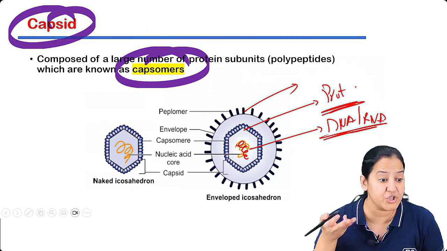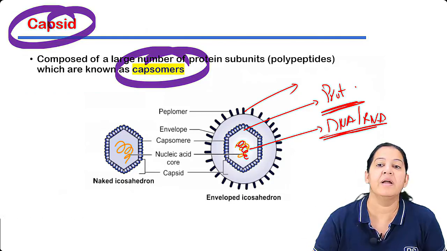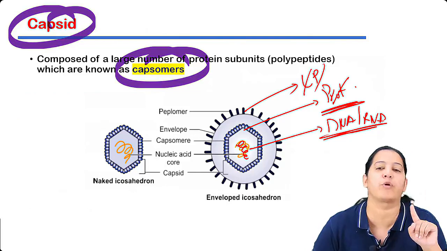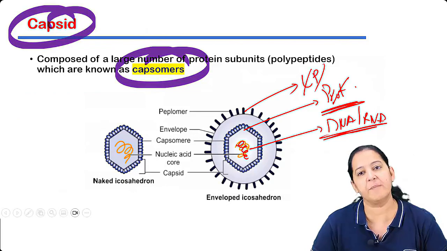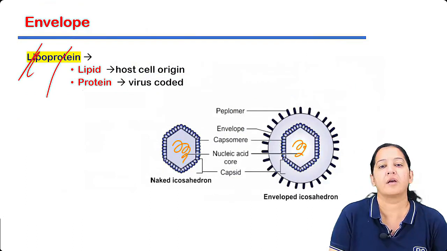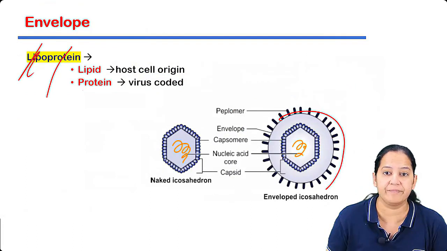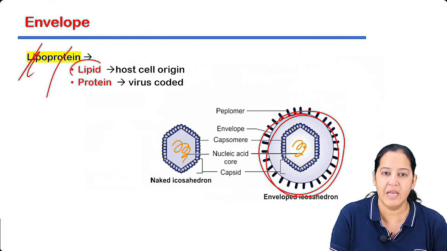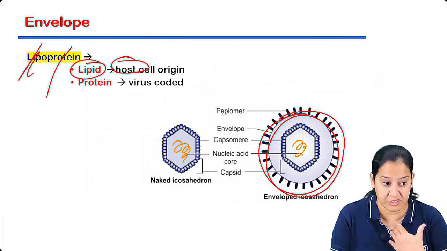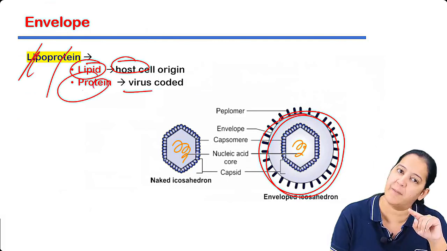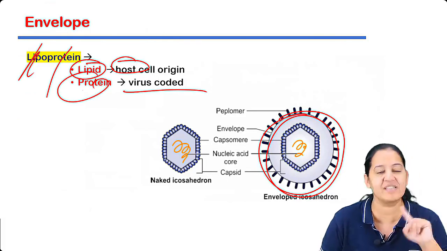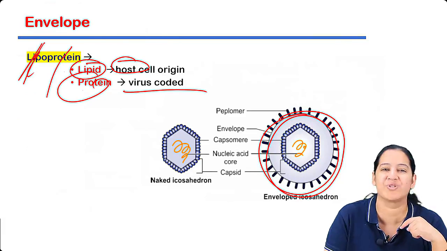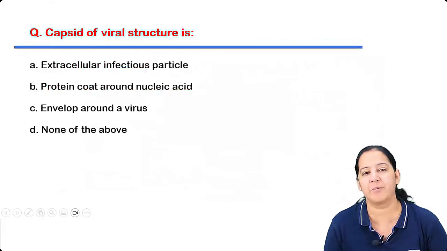What is the composition of the envelope, people? The envelope is made up of two things, lipoprotein. Not only protein, lipoprotein: lipid and protein. The lipid is stolen from the host, the host is human, stolen from us, and the protein is the virus's own. So the protein is of the virus's own, but the lipid is stolen, and it is host derived. So that is lipoprotein. Got my point?